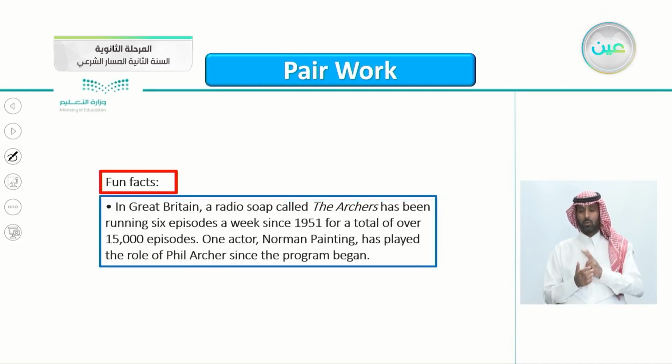Another fun fact here, in Great Britain, a radio soap called The Archers has been running 6 episodes a week since 1951. This is really long, for a total of over 15,000 episodes. One actor, Norman Painting, has played the role of Phil Archer since the program began. So this is really interesting.